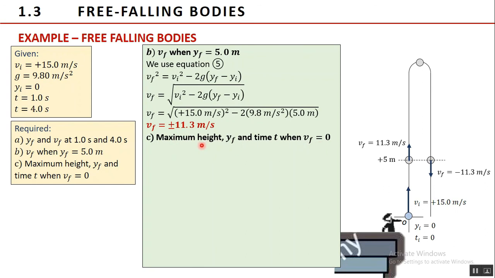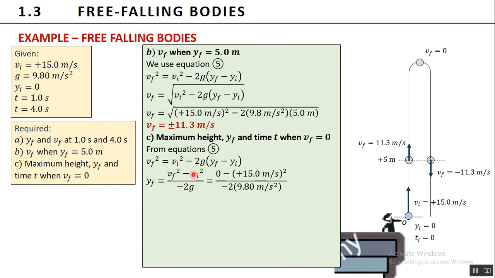Maximum height is a special term for final position y sub f when the final velocity is 0. We do not know the time yet, so we use equation 5 again for this. But we need to transform the equation because we want to know y sub f. So we will do some algebraic manipulation. Here we transposed v sub i squared to the other side of the equation. Then we can cancel out y sub i, since it is 0. Then divide both sides by negative 2g.